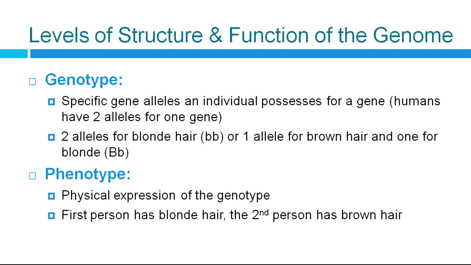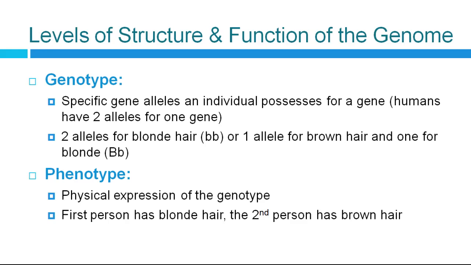For example, if you had a gene for flower color, you might have an allele for a blue flower, or an allele for a pink flower, or purple or orange. You could have multiple alleles. So a genotype would be which specific alleles you have.